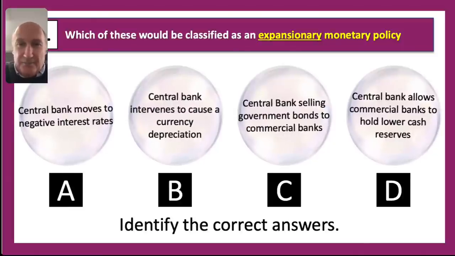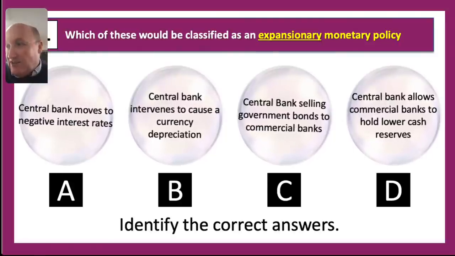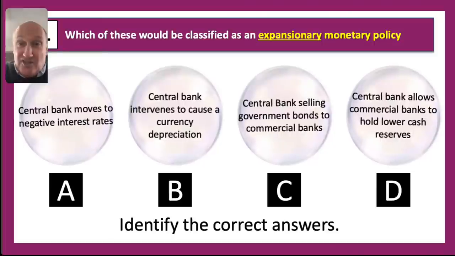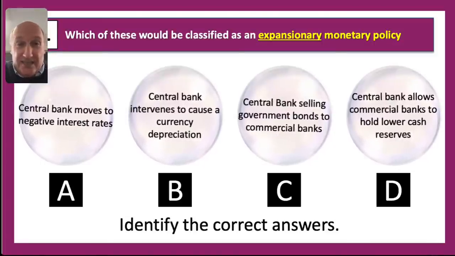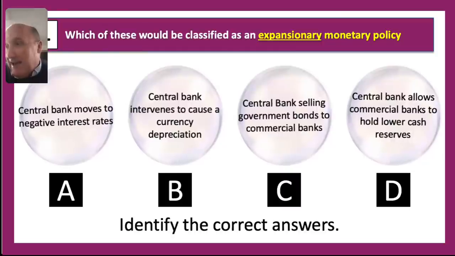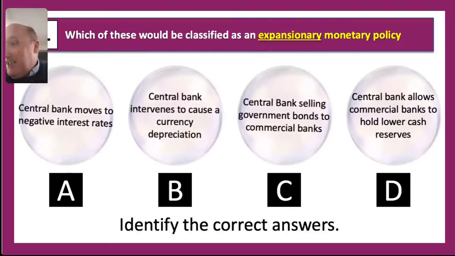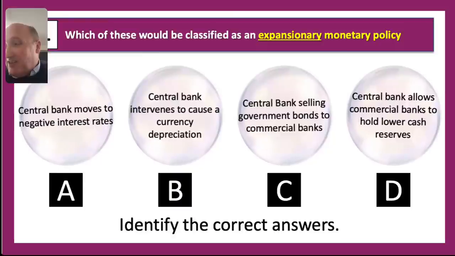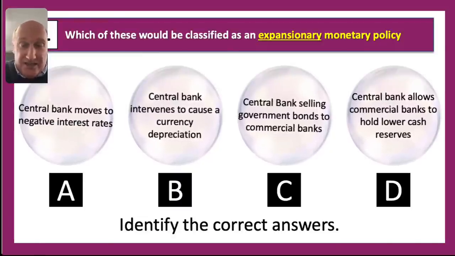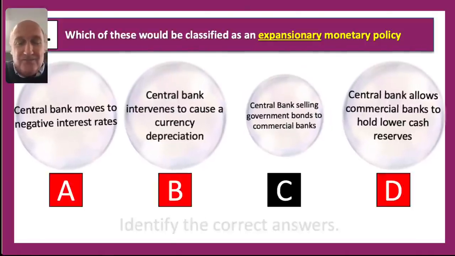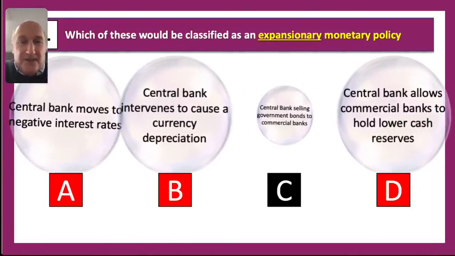Alex goes A, B, D. Besant says C. Raneem says A, B, C. Jay goes A, B, D. And let's have a couple more. Sagar says A, C, D. And Rhea says A, B, C, D. Hannah says A, B, D. Let's check. Well done to those who got that right, including Hannah. A, B, and D are right.